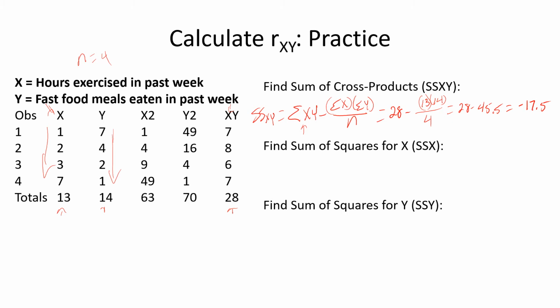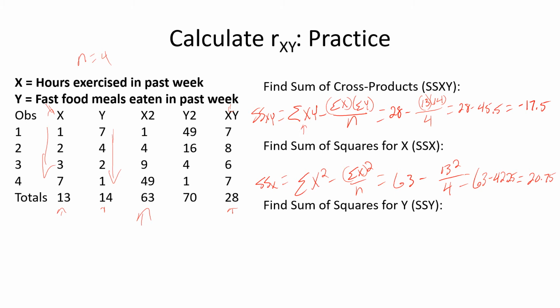Okay, next we got to find sum of squares x. You'll recall that sum of squares x equals the sum of x squared minus the sum of x, that value squared, divided by n. Well, we've got a sum of x squared here of 63, a sum of x of 13, and an n of 4. So we get 63 minus 42.25, or 20.75.